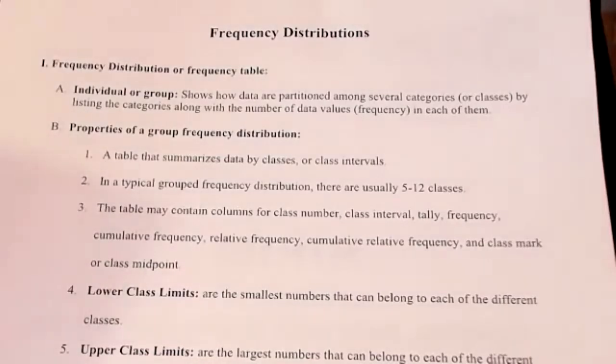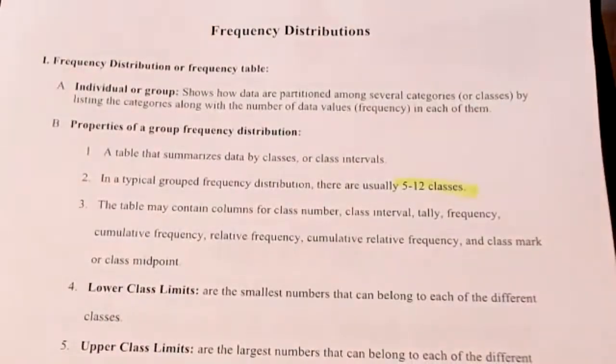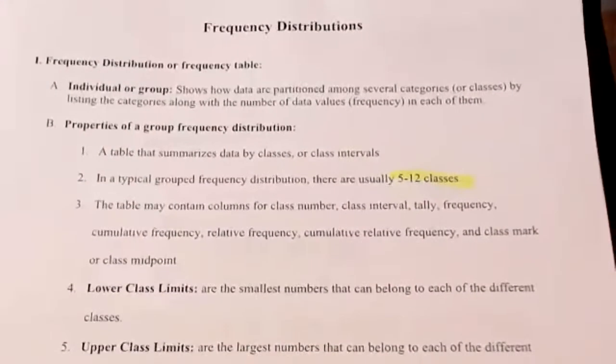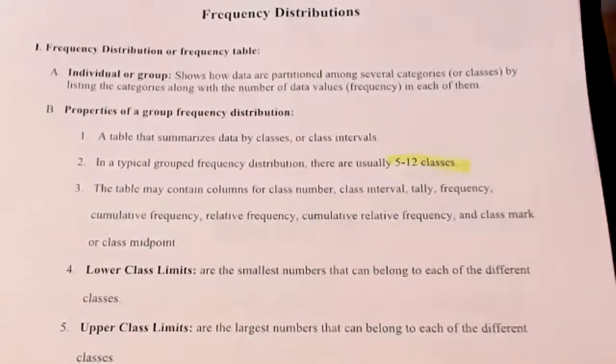Properties of a group frequency distribution. 1, a table that summarizes data by classes or class intervals. 2, in a typical group frequency distribution, there are usually 5 to 12 classes. And 3, the table may contain columns for class number, class interval, tally, frequency, cumulative frequency, relative frequency, cumulative relative frequency, and class mark or class midpoint. I know that number 3 is like ridiculous.